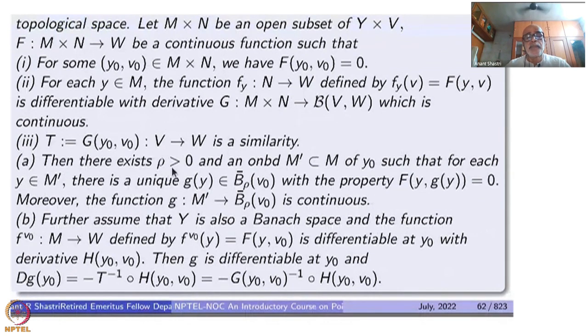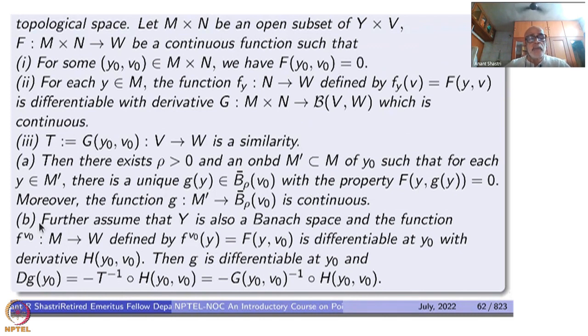Then there exists rho positive and an open neighborhood M prime of y naught inside M, and a function G from M prime to the closed ball of radius rho around v naught, such that F of (y, G of y) is 0. Moreover, this function G from M prime to B rho bar (v naught) is continuous. This is the first conclusion.